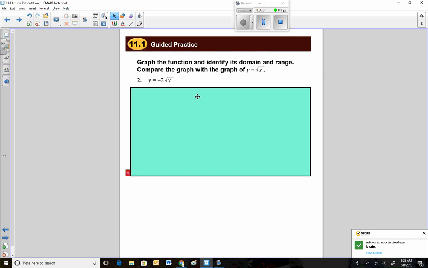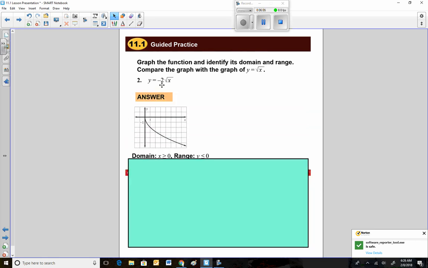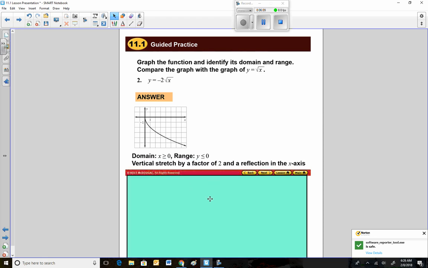Welcome back. All right, so what should have happened is it should have reflected over the x-axis, and this 2 would cause it to get closer to the y-axis. And our domain, it starts at 0 and keeps going to the right, so x is greater than or equal to 0. Our range, notice it starts at 0 and everything in the graph is below it, so y is less than or equal to 0. It is a vertical stretch by a factor of 2, boom, right there. And reflection across the x-axis, boom, right there in the negative sign.